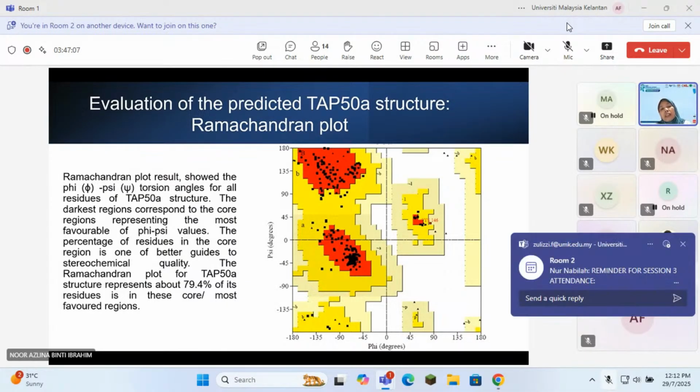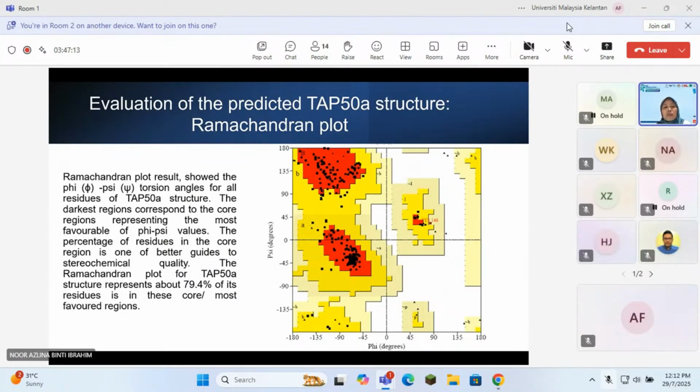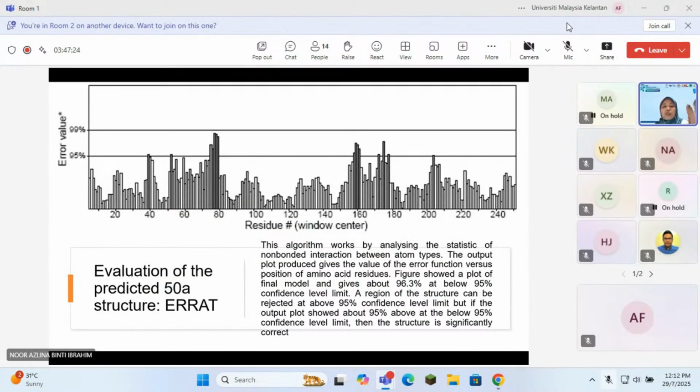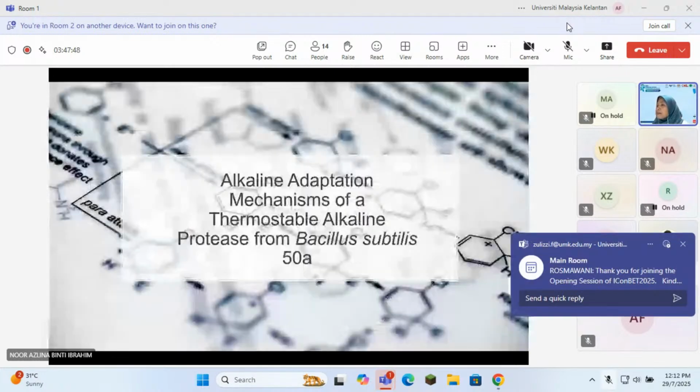There are 3 software or servers that can be used, like Ramachandran plot, Verify 3D and ERRAT. Okay, so this evaluation mentions that the structure is significantly correct without refinement. But maybe for other purposes, for simulation, the structure must be refined first. Then we can do the simulation.